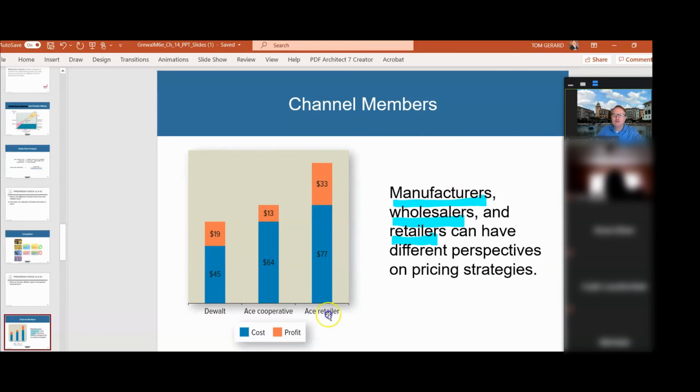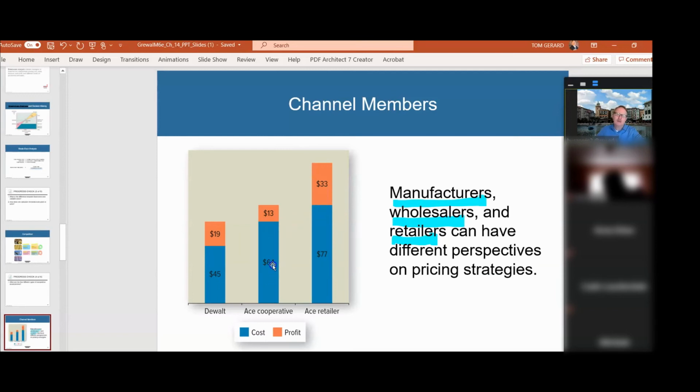So here they talk about, in your book, they talk about the drill. DeWalt is the manufacturer. They make the drills, and they might sell to a wholesaler, and then the wholesaler sells to the retailer. And each of these, now here they've got Ace Co-op and Ace Retailer. The retailers have got to have a lot more profit margin because these are the people that have to pay rent. They have to pay, now they all have employees obviously, but the retailer has, like I said, advertising, rent, a lot of different costs that it costs to put something in a store on a shelf.